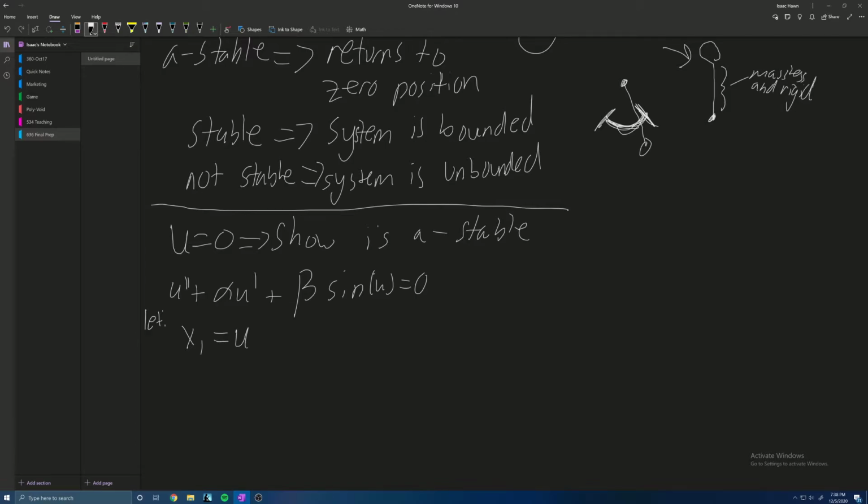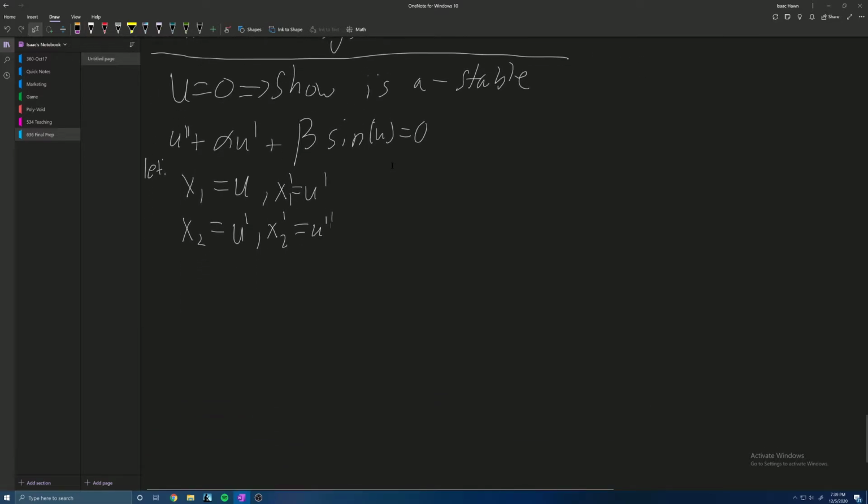All right, that means x1 prime is going to be u prime. Further, let x2 equal u prime, which means that x2 prime is going to be u double prime. And this is useful because what we can do now is make a system of first order equations.